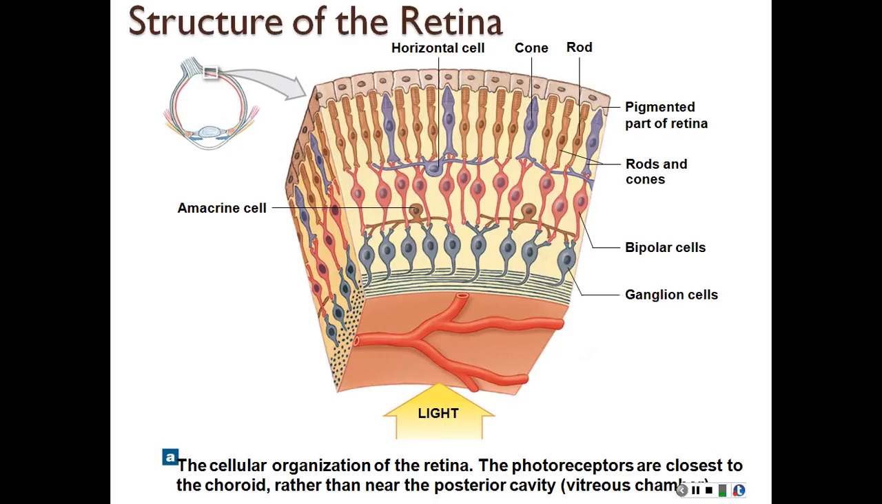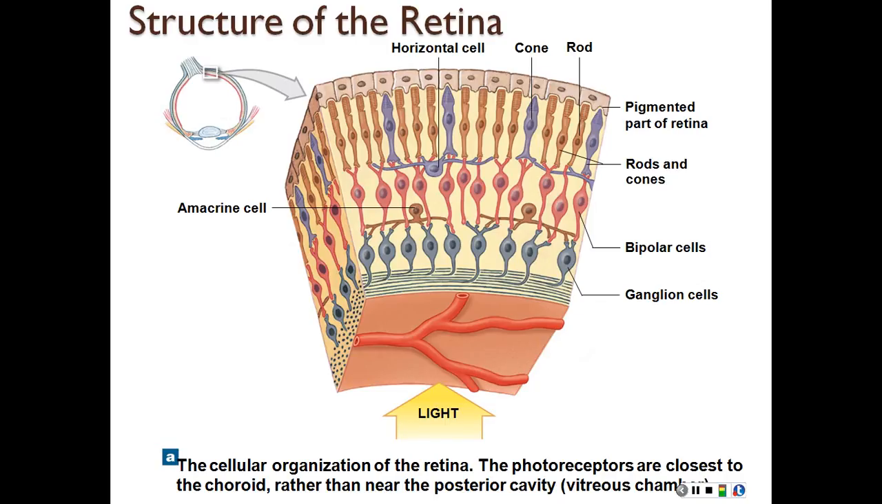Okay? And now, once those rods and cones are activated, just like any other receptor, they have to transmit the signal to the correct part of the brain, which is what? The occipital lobe. Thank you. So somehow the signal has to make it from the retina all the way back to the occipital lobe, and the pathway is shown here.